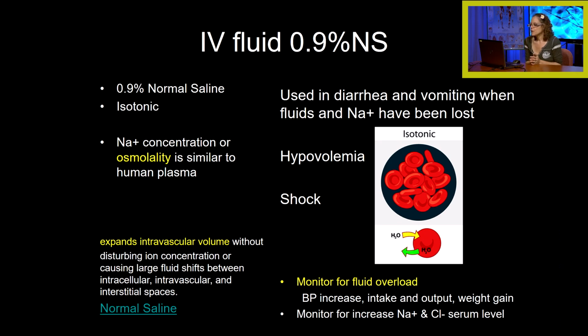And so for IV fluids, we'll start with normal saline. This one is used mostly, and this is 0.9. Oftentimes you'll hear people call normal saline 0.9. So if they say normal saline, that's what they're trying to say. It's just 0.9. It's used in diarrhea and vomiting when fluids and sodium have been lost. Okay? It can also be used in hypovolemia and shock.